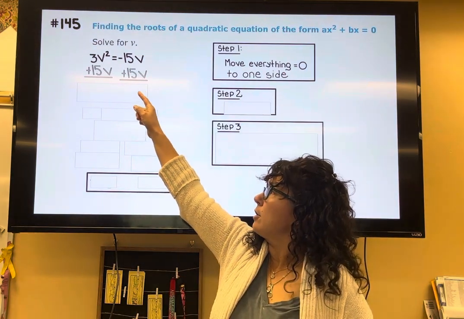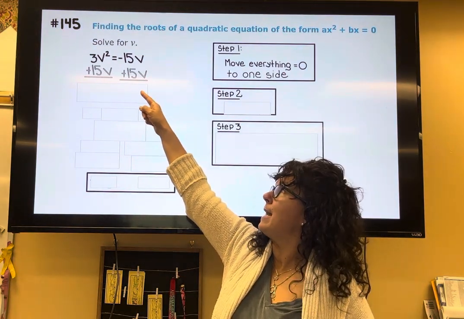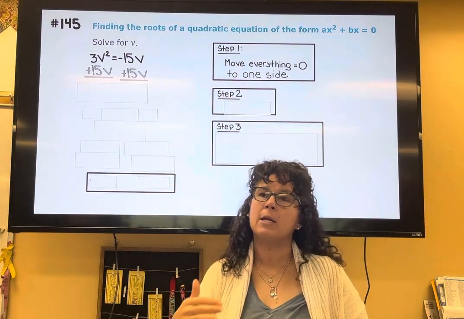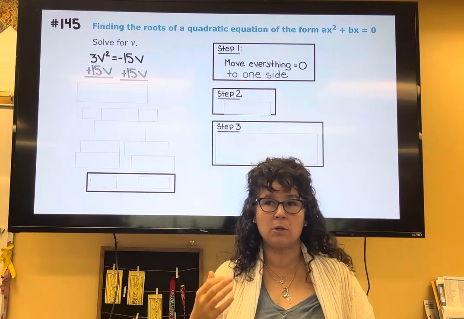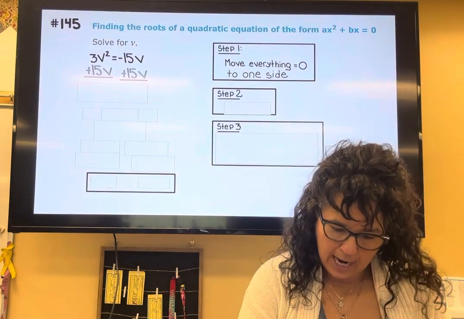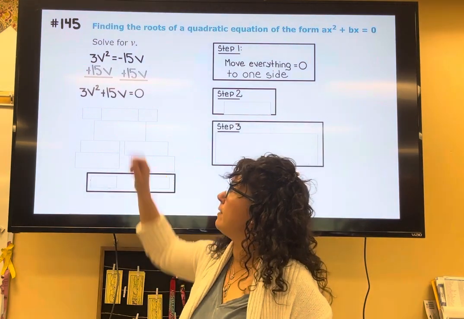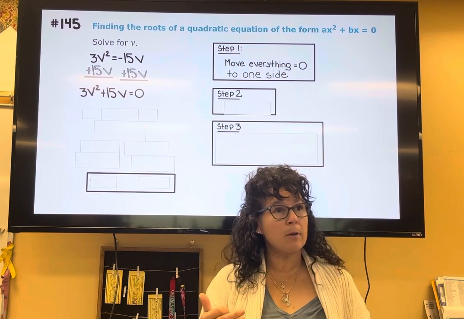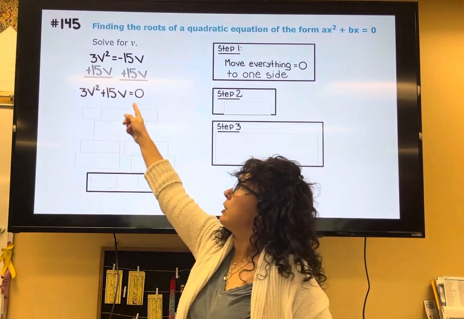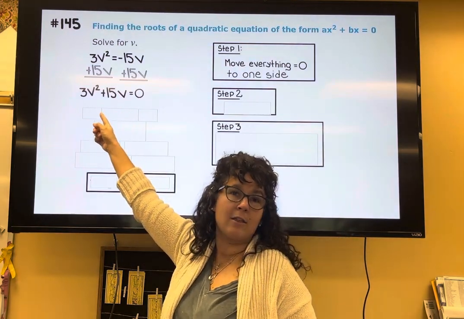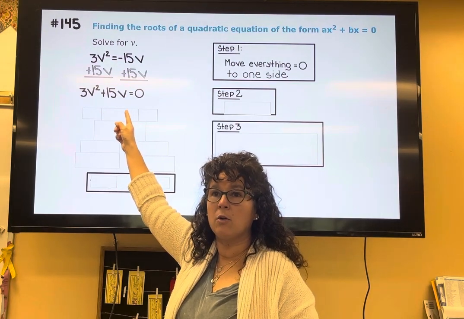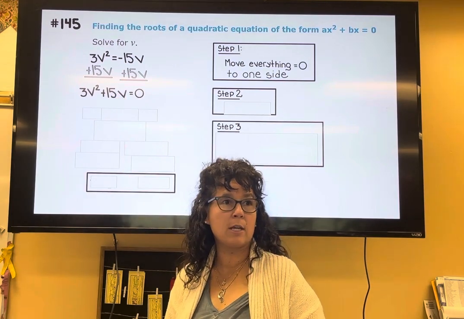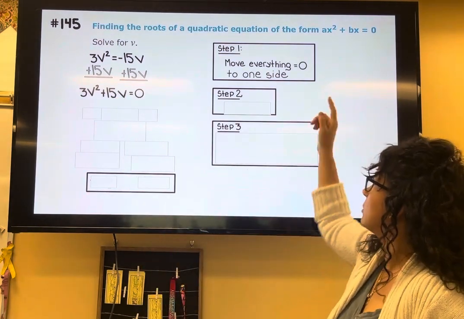But if in the original this would have been negative 3v squared, I would have added 3v squared, because again, I like to have my leading coefficient be positive. Now after adding 15v, I get 3v squared plus 15v equals 0. You'll notice today on some of the problems that you're given, the original looks more like this. Everything is already on one side equal to 0, but sometimes you'll have to add or subtract to move the term to the other side so that everything is equal to 0.